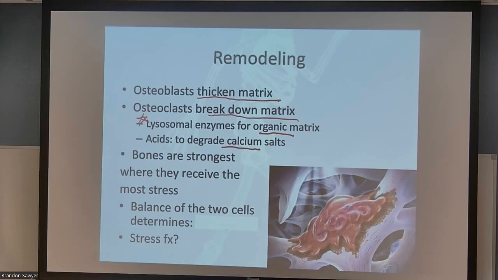Okay, and again, just like we've been saying, bones are the strongest where they receive the most stress. And really it's the balance between what's known as osteoclastic activity and osteoblastic activity, which is going to dictate how strong a bone gets, right? And if we have too much osteoclastic activity not followed up by enough of that osteoblastic activity, then bone starts to thin, okay?